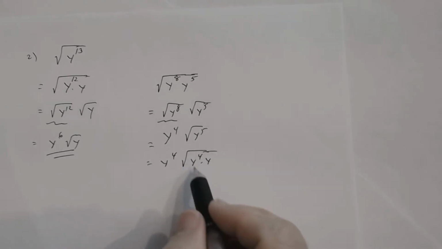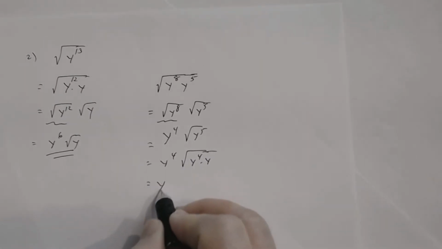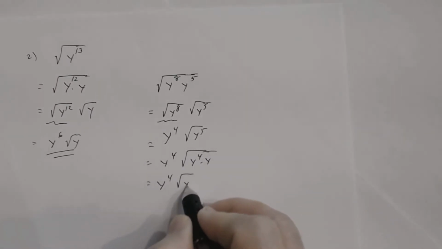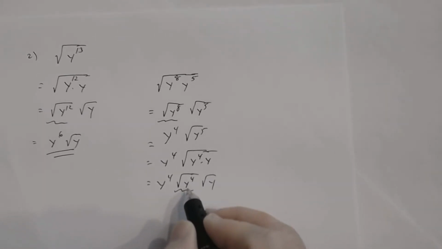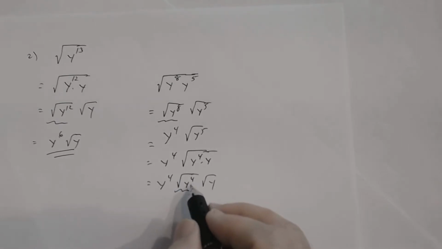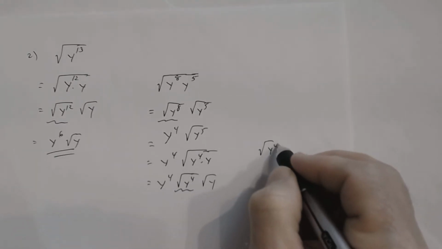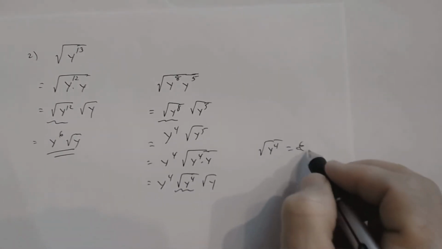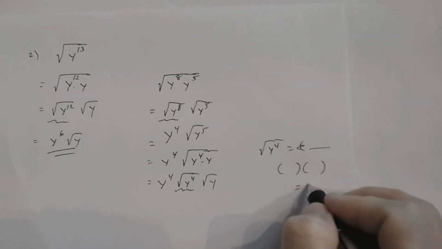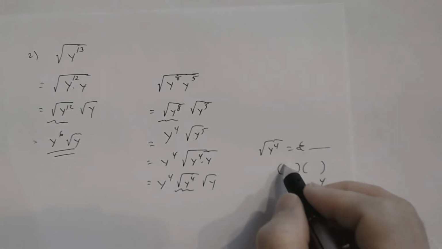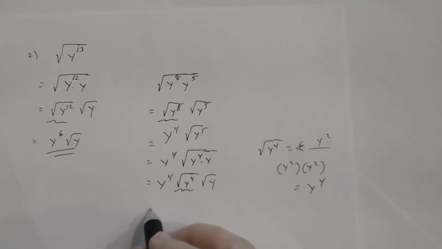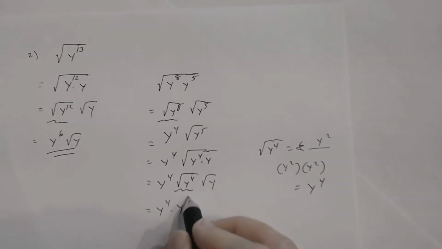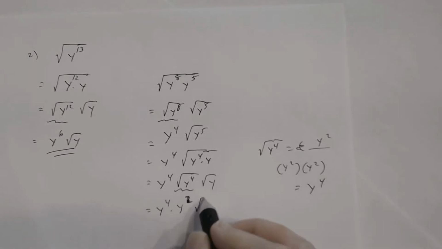And so now I can use the product rule again. So I get y to the 4th times the square root of y to the 4th times the square root of y. And then the square root of y to the 4th, what times itself twice is y to the 4th? Remember, I'm asking this. What times itself twice is y to the 4th? Well, y to the 2nd. So that goes here. So this is y to the 2nd. So I get y to the 4th times y to the 2nd times the square root of y.